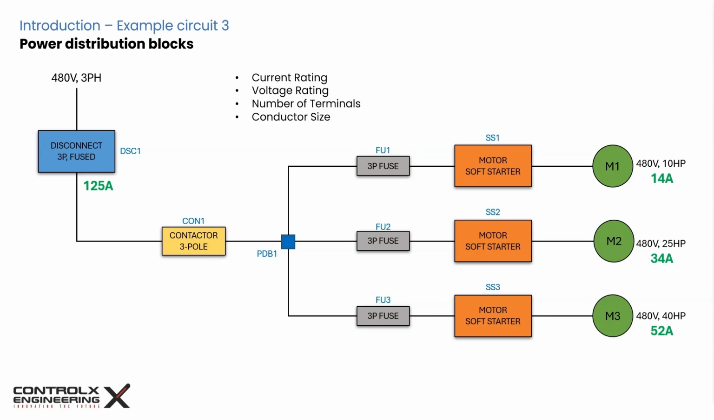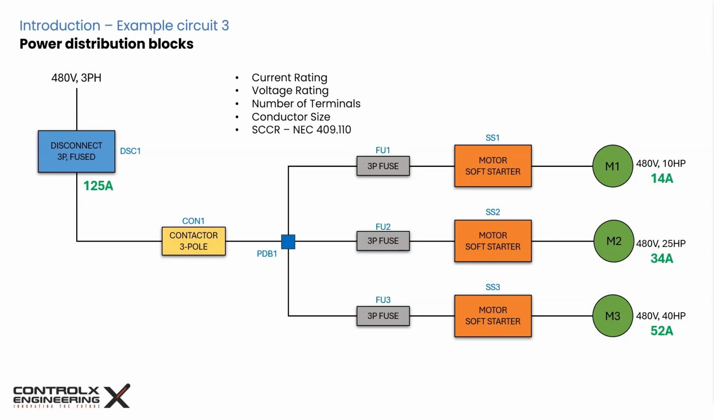The PDB must accept the conductor sizes we are going to use in our application. Based on NEC Table 310.16, typical wire sizes for our setup might look like contactor to PDB, likely 1/0 wire, 413 amps, and from PDB to the fuses, likely 12 gauge to 6 gauge, depending on the individual motor current and wire lengths.